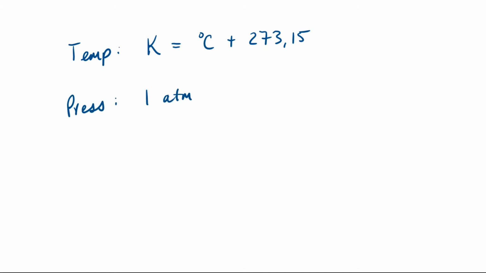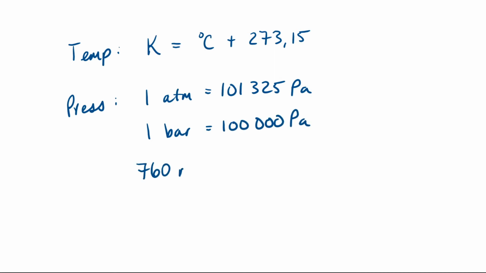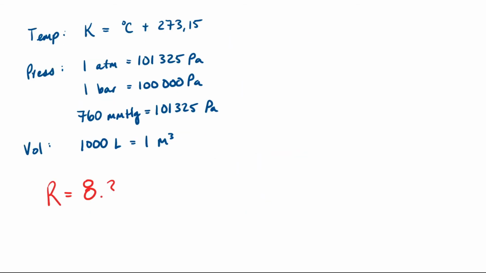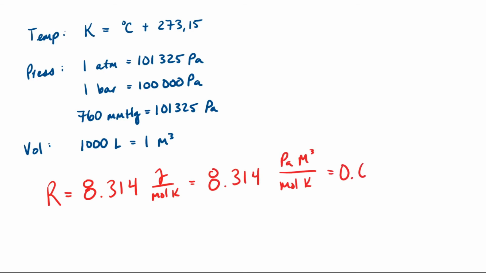And different applications record pressure in a variety of units, such as atmospheres, or bar, or millimeters of mercury. And for volume, liters are often more convenient than cubic meters. These alternative units for pressure and volume are perfectly acceptable to use in the ideal gas equation, but you have to be sure to use the corresponding units of R.